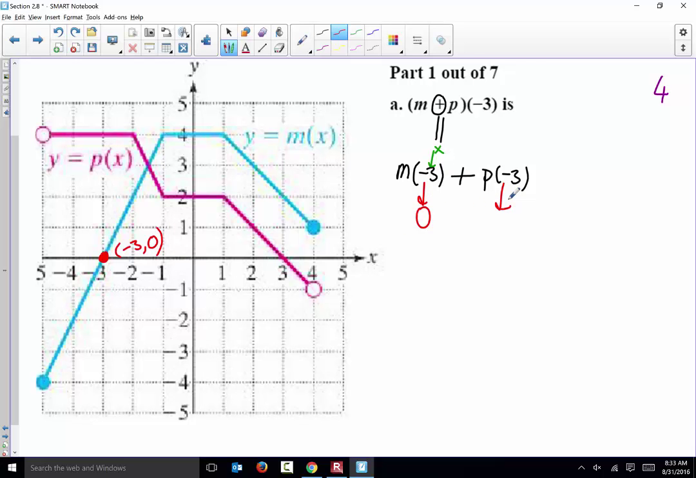How about p of -3? Alright, p of -3. Same passenger. So go to that passenger and hit the pink curve and read that point. This is the point you hit. And check out its y coordinate. It's 4, right? So p of -3 goes to 4. And 0 plus 4 is 4. The right answer is 4. Okay?